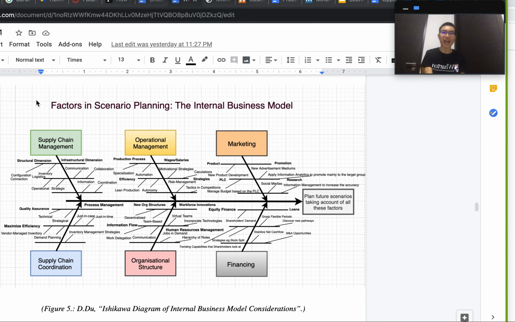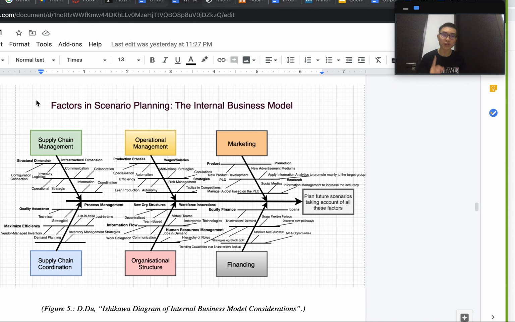In the infrastructural aspect, we can break it down under communication, collaboration, information, and coordination. These are very straightforward, so I don't think I have to expand on them further. Moreover, let's talk about supply chain coordination. If we go on to talk about coordination, I want to first break it down into maximizing efficiency. To maximize efficiency, our step is to implement certain strategies.